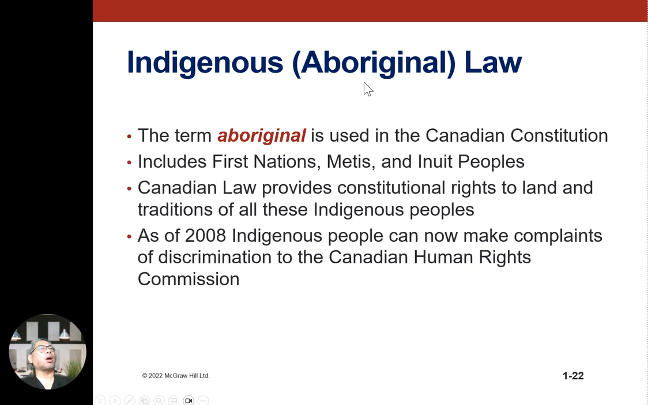Aboriginal law, as the term Aboriginal is used by Canadian institutions, refers to First Nations, Métis, and Inuit people. This is for the people who were the original owners of this land, which is Canada. Okay, Canadian law provides constitutional rights to the land and tradition of all the indigenous people. As of 2008, indigenous people can now make complaints of discrimination to the Canadian Human Rights Commission.